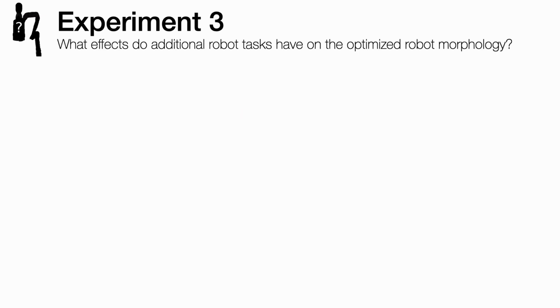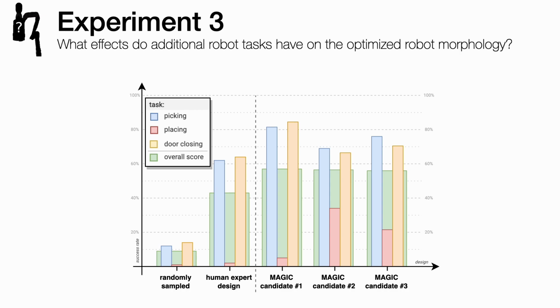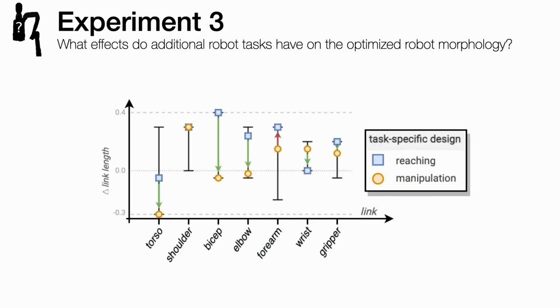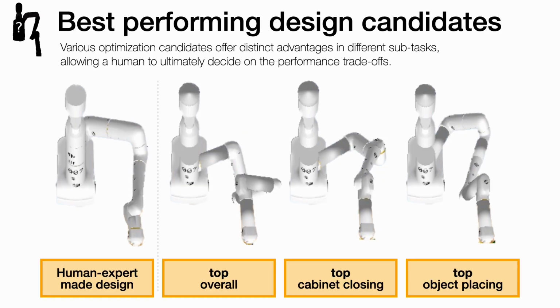Lastly, we investigate what effects an increased number of tasks has on the robot design. We repeat our experiments on more complex manipulation tasks and find similar overall performance improvements when compared to the human expert-made robot design. We also find that multitask training produces a more regularized robot design with shorter and more manageable links that are likely easier to manufacture.